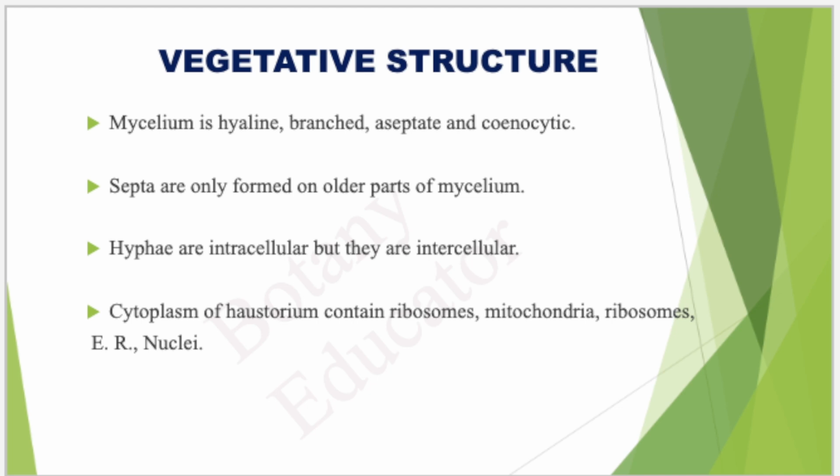Now the vegetative structure, how the mycelium is growing. The mycelium is hyaline, branched, aseptate, and coenocytic. Now how will we identify the fungus? When we see it under the microscope, it will be a branched mycelium, and coenocytic and aseptate conditions will be seen. Septa are formed only on older parts of the mycelium, and the hyphae are intercellular. The cytoplasm of the haustorium contains ribosomes, mitochondria, ER, and nuclei.